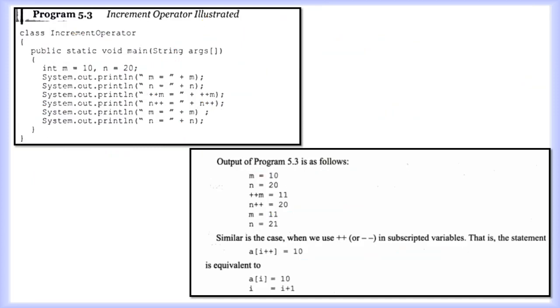So increment operator is illustrated. Class IncrementOperator, public static void main, int m is equal to 10, n is equal to 20. This is the initial value. So now we display the values of m and n, and 10 and 20 are displayed.